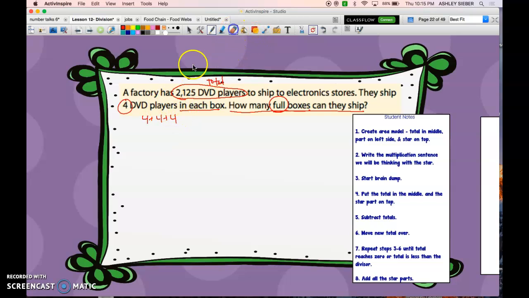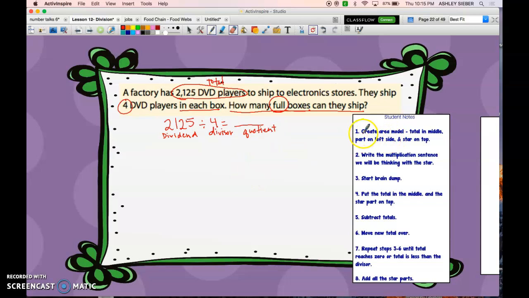But I know that I don't want to continuously add or subtract. That would take a really long time. So I'm going to divide 2,125 divided by 4, which equals blank. Remember, this first number is called our dividend. If you don't have that written in your journal, you probably need to write it in your journal. Our number that we're dividing by is called our divisor. And the answer that we get is called the quotient.